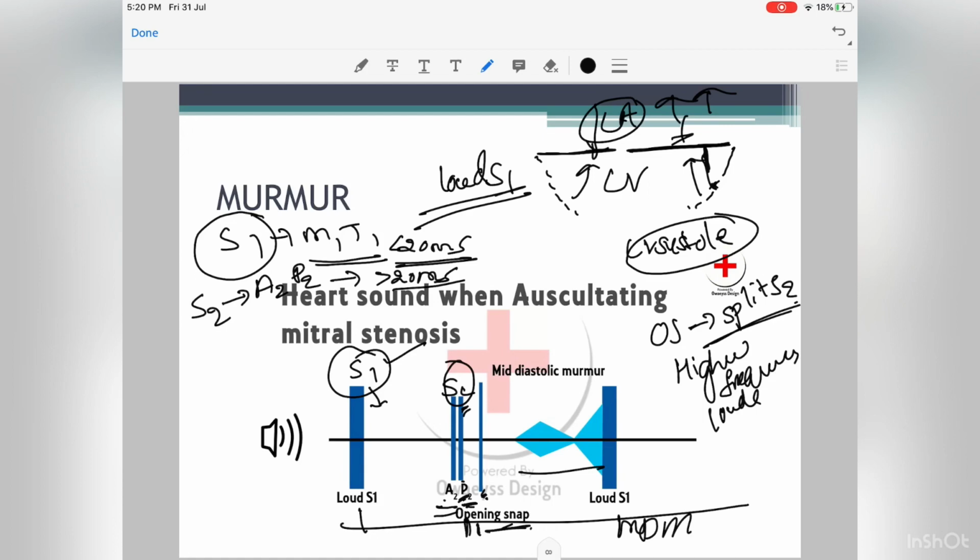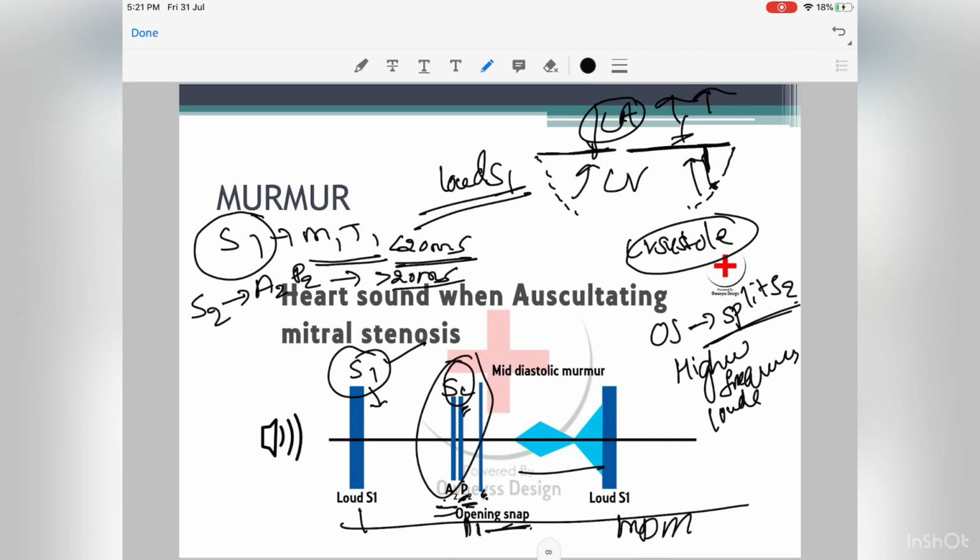So the murmur which occurs immediately after the carotid pulse, if you are auscultating, a sound that comes along with the carotid pulse is the first heart sound. If the murmur starts after that, it is a systolic murmur. If the murmur starts after the second sound, that is after S2, it is a diastolic murmur.